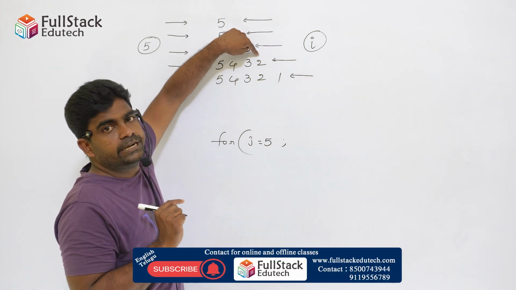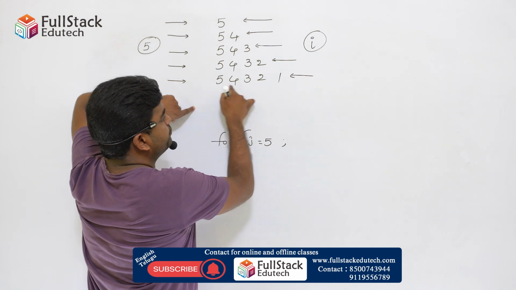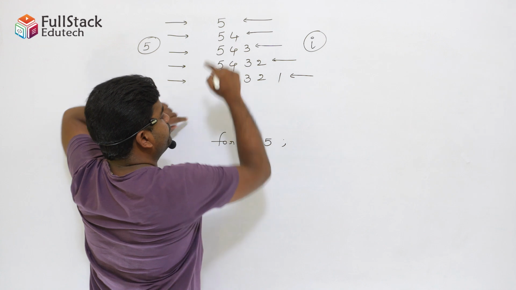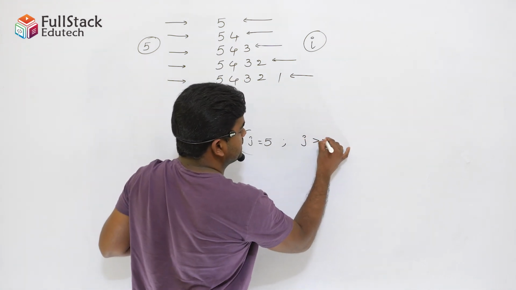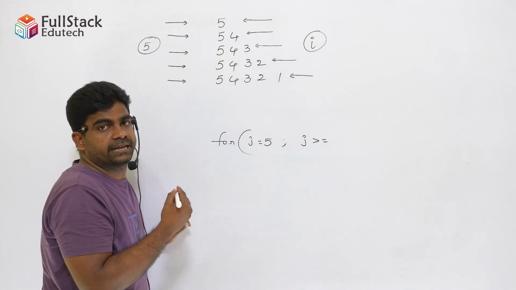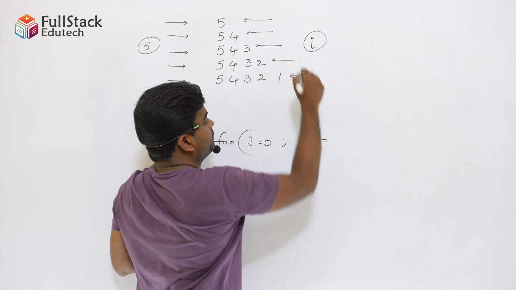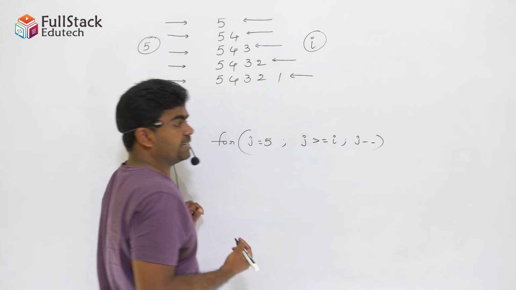And one more thing you need to understand, values are decreasing. 5, 4, 3, 2, 1, 5, 4, 3, 2, 5, 4, 3, 5, 4. In each row, values are decreasing. J minus minus. So J greater than or equals to, what is the different value? I. That is J minus minus.